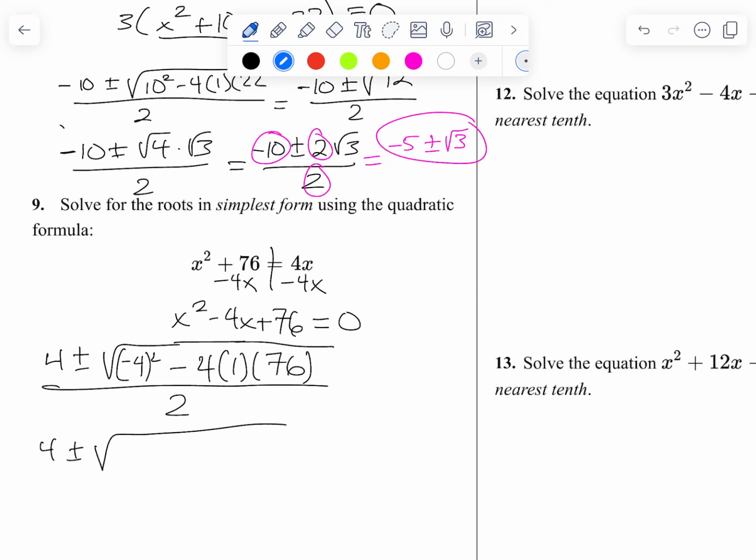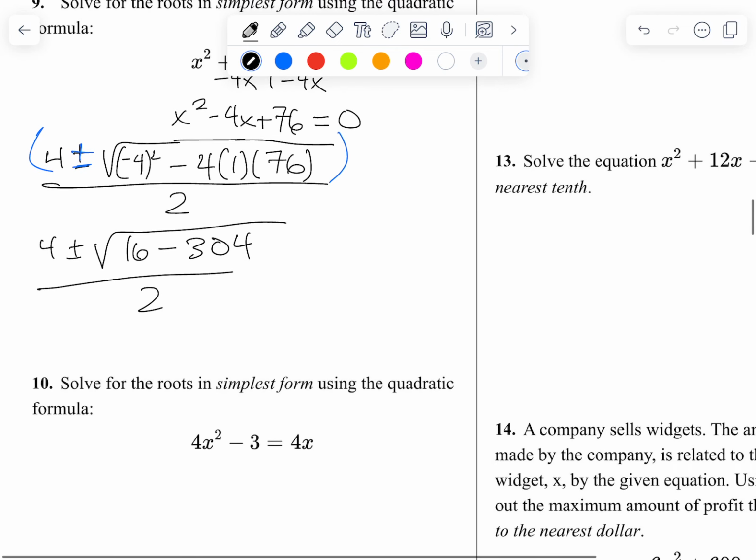I would recommend if you do put it in a calculator to put parentheses around the whole top and then just put a plus sign the first time and then just delete it and then put a minus sign for the second answer. So I'm going to get 16 minus 4 times 76 would be 4 times 70 is 280, 304 over 2. If you do put it in a calculator, it'll say error. So I didn't think about that. So it's going to be 4 plus or minus the square root of negative 288 over 2.